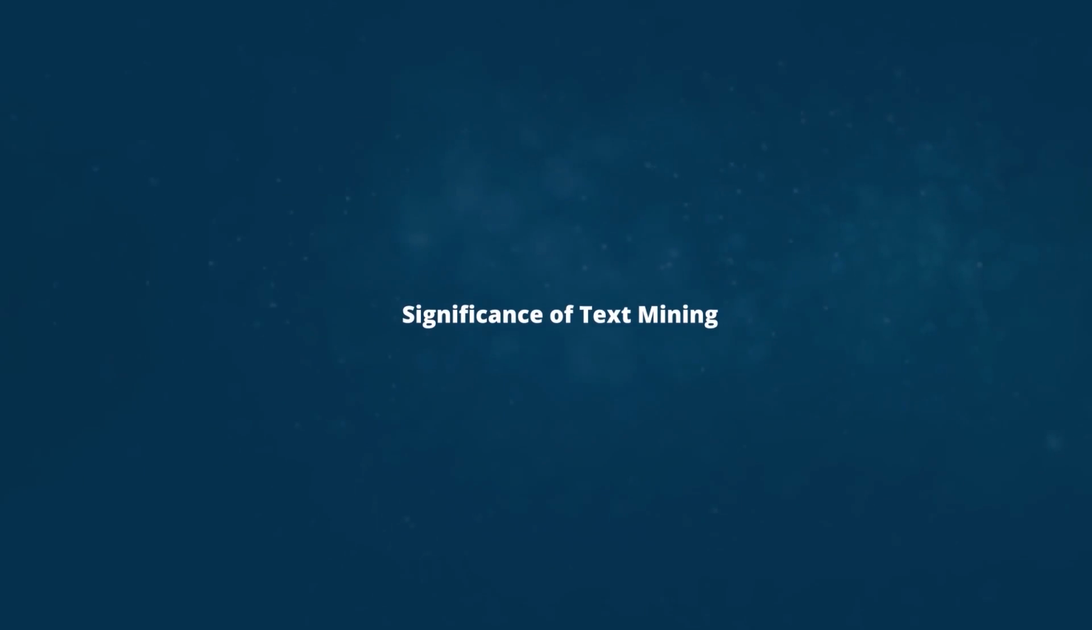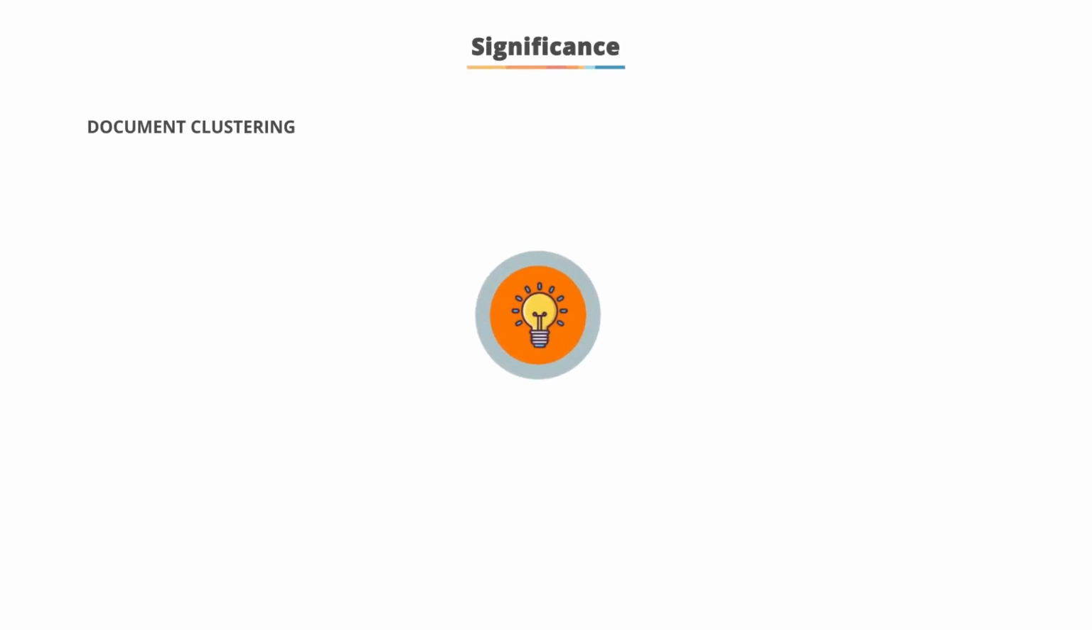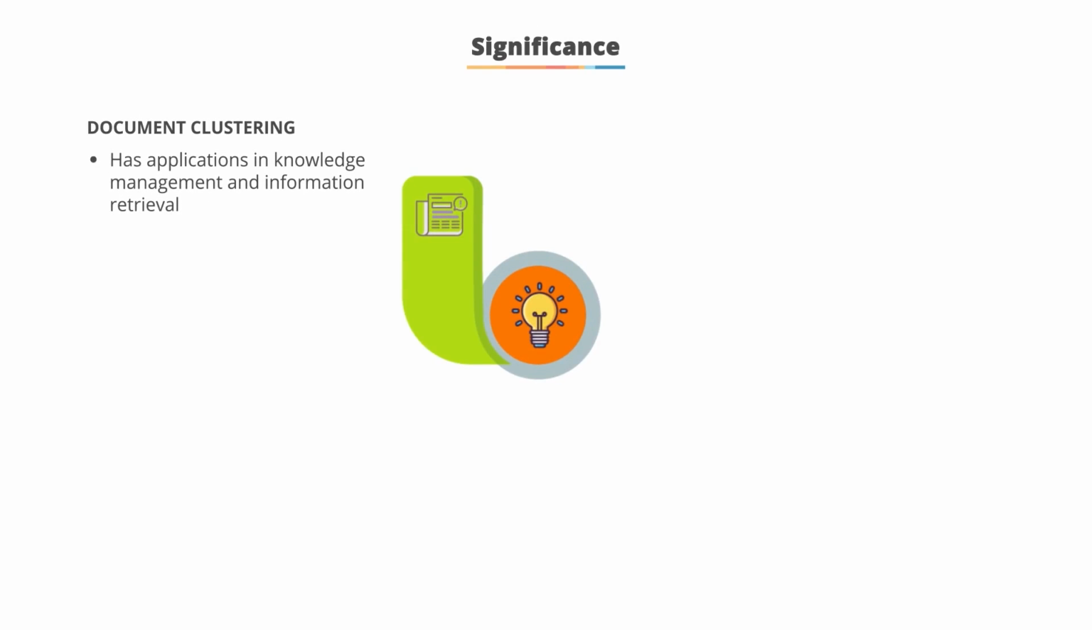Let's understand the significance of text mining. Document clustering. Document clustering is an important part of text mining. It has many applications in knowledge management and information retrieval. Clustering makes it easy to group similar documents into meaningful groups, such as in newspapers where sections are often grouped as business, sports, politics, and so on.